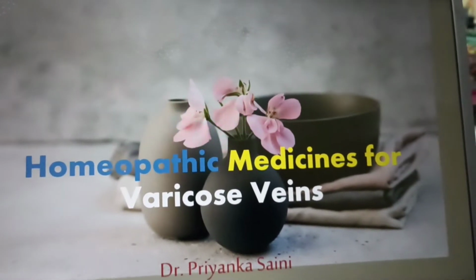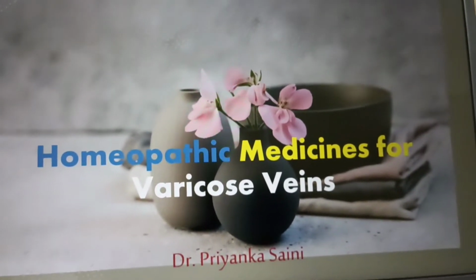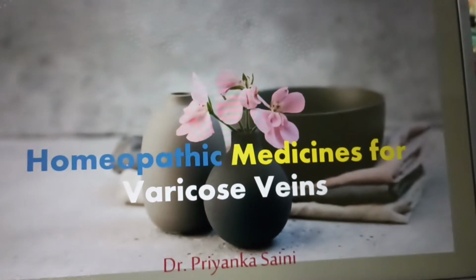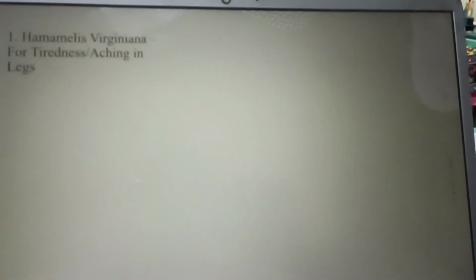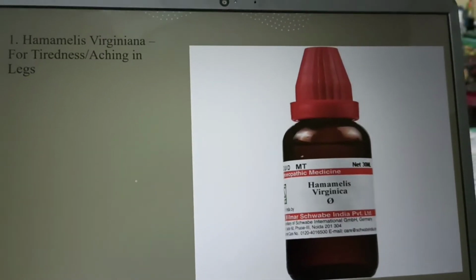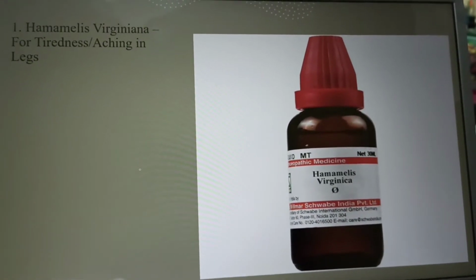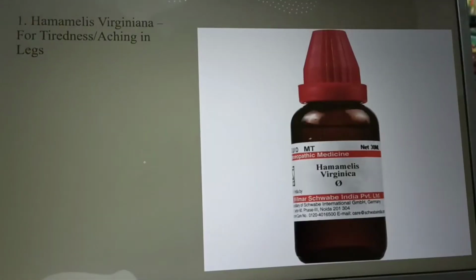Now next, the very important part of this video is: what are the top 7 homeopathic medicines which have been successfully used for the treatment of varicose vein. So the first and the foremost medicine that you can see here on the screen is Hamamelis virginiana. This medicine is mainly used for tiredness and aching in the legs.